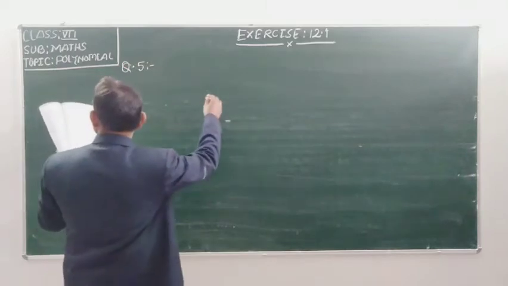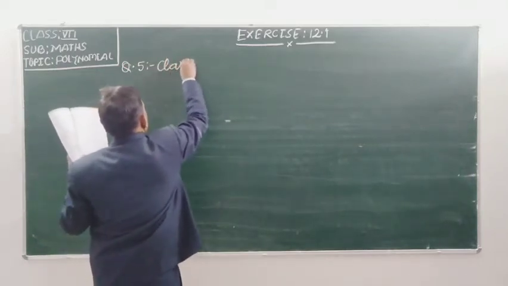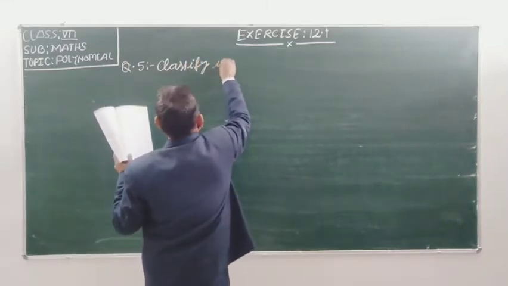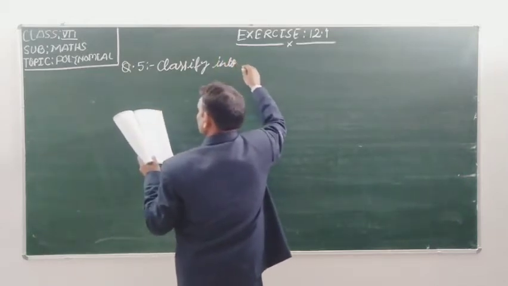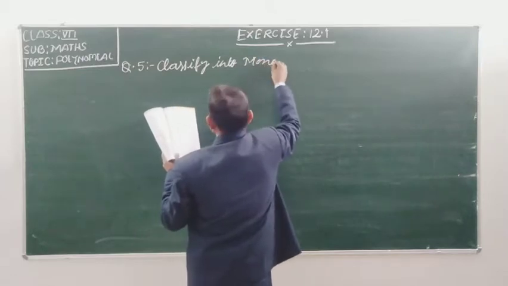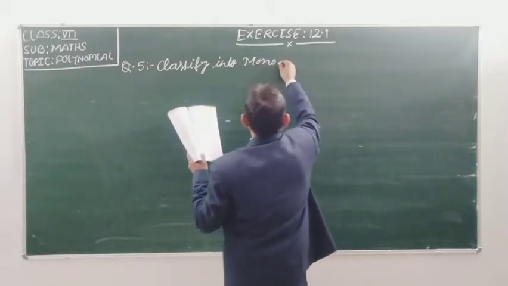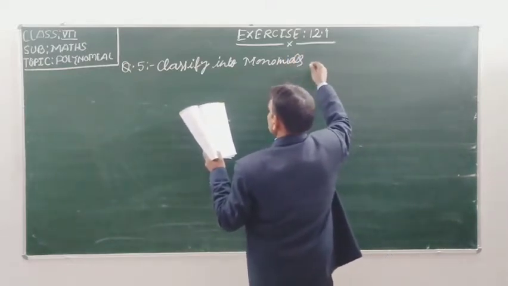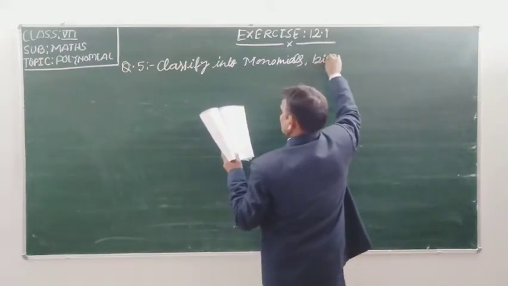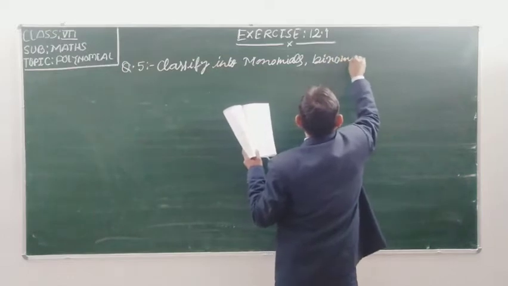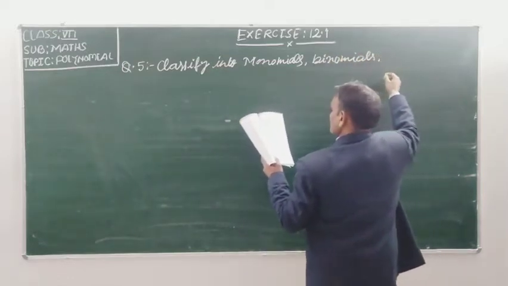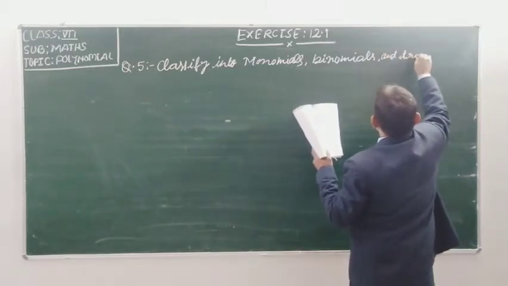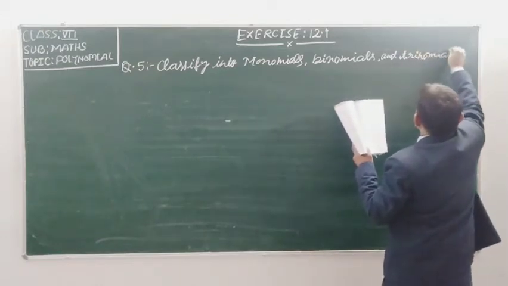Question number 5 is saying: classify into monomials, binomials, and trinomials.